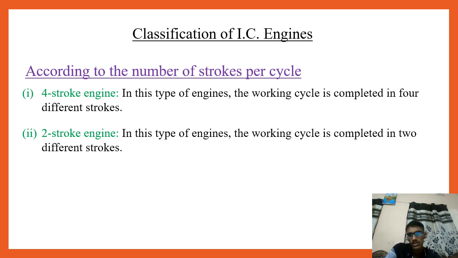In a four-stroke engine, the working cycle is completed in four strokes. They are suction stroke, compression stroke, working stroke, and last is exhaust stroke. And in a two-stroke engine, the working cycle is completed in two different strokes, namely suction stroke and exhaust stroke.